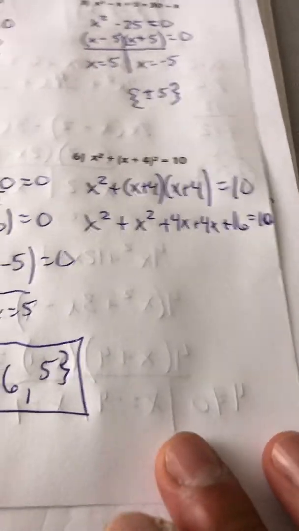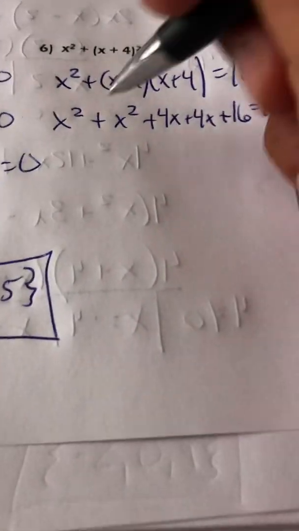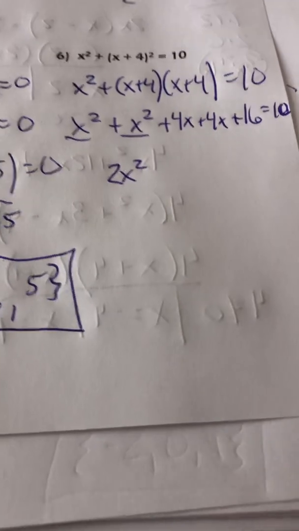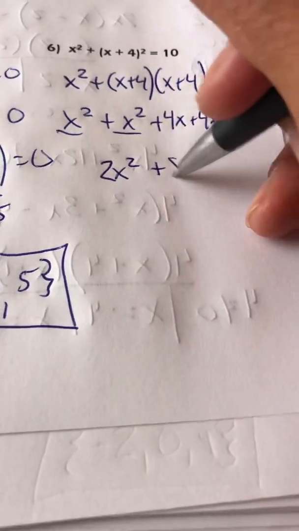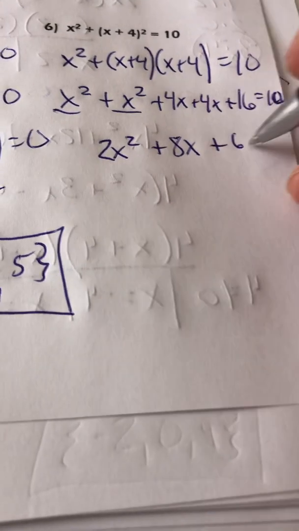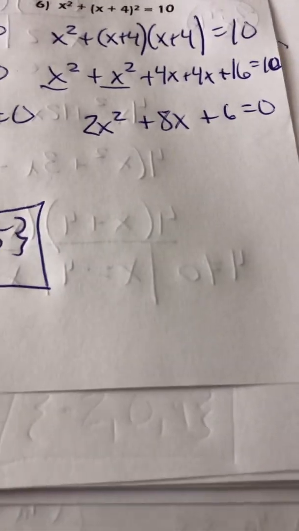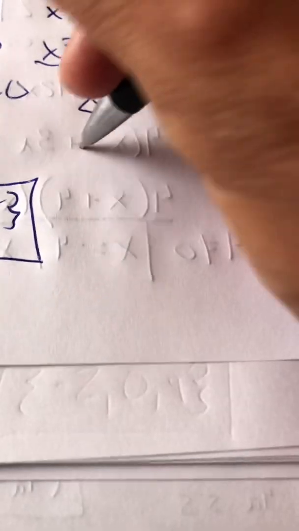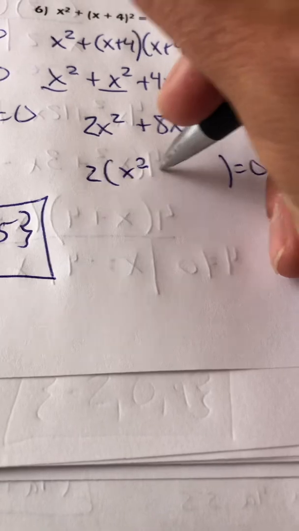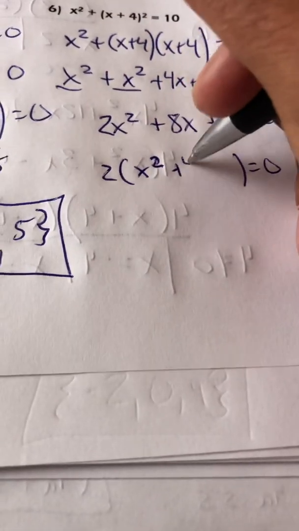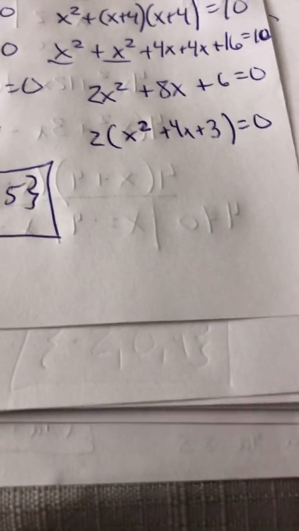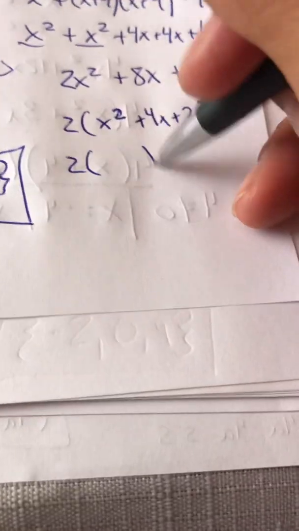I'm going to combine my like terms. So I will get x squared and x squared is 2x squared. 4x and 4x is 8x. I'm going to subtract 10, so I'll get plus 6 is equal to 0. And then I'm going to take the GCF, which once again is 2. And I'm left with x squared plus 4x plus 3. We have a trinomial, so we have two sets of parentheses.